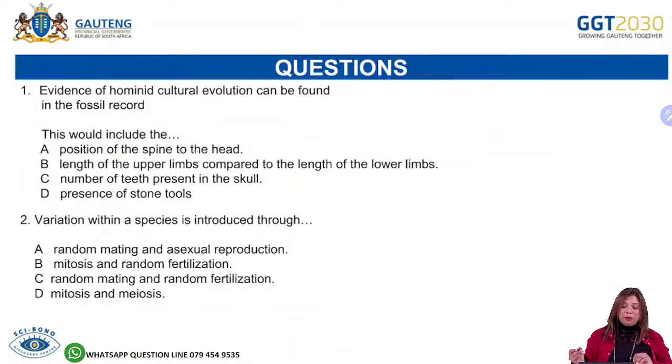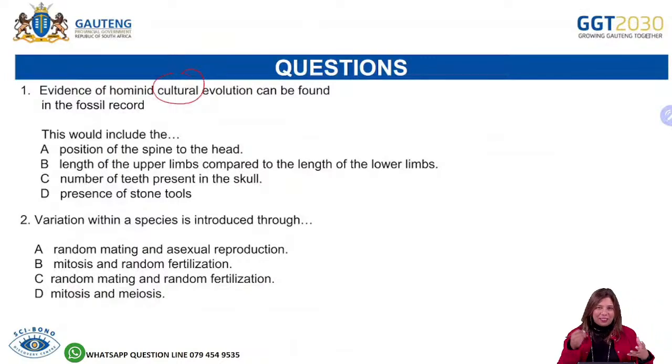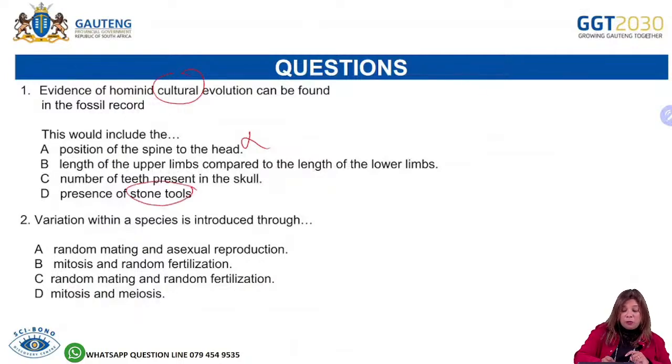We're going to go quickly through this. Evidence of hominid cultural evolution. Already when I see cultural, I'm thinking tools, I'm thinking cultural day, we wear different things. It's all got to do with the way of living at that point in time. So they say it can be found in the fossil record. This would include the position of the spine to the head. I don't think so. I'm not sure about that, but I don't think so. The length of the upper limbs, no. The number of teeth present, no. The presence of stone tools. Stone tools, as my colleague Agnes has highlighted, that is part of cultural evidence for evolution. So I would go with that.